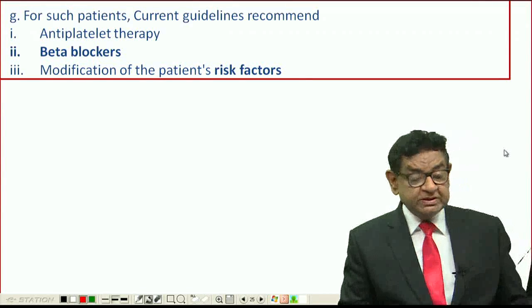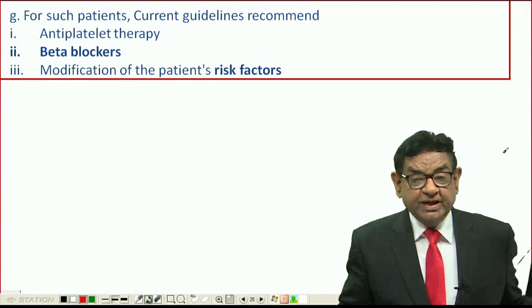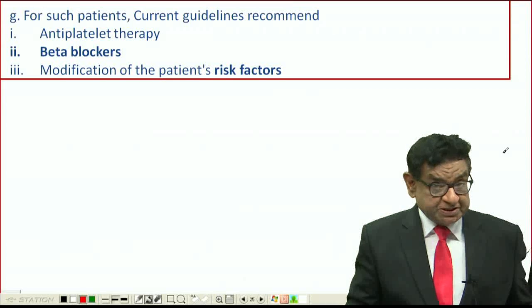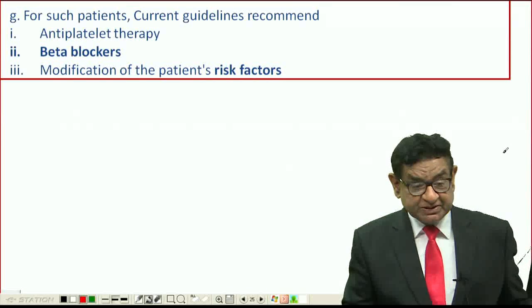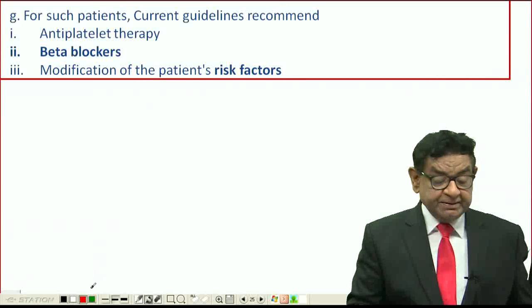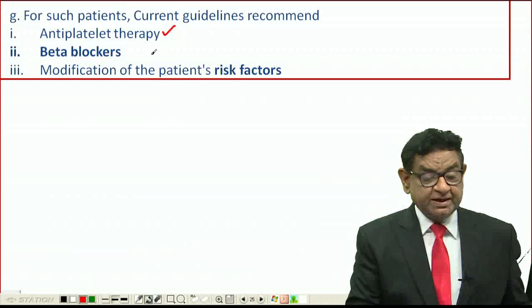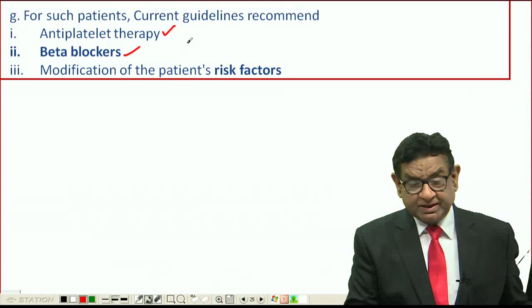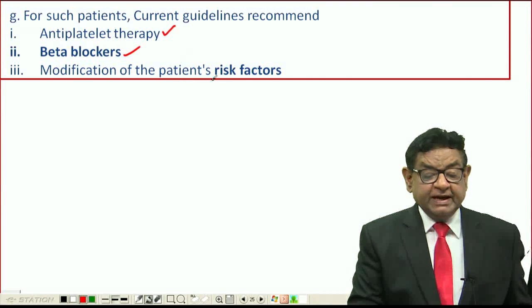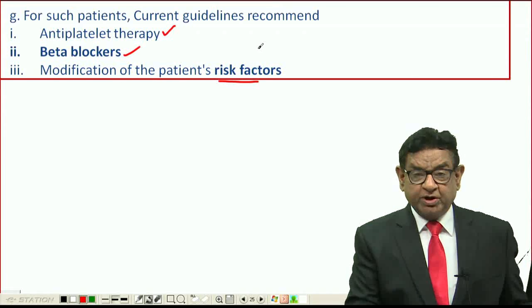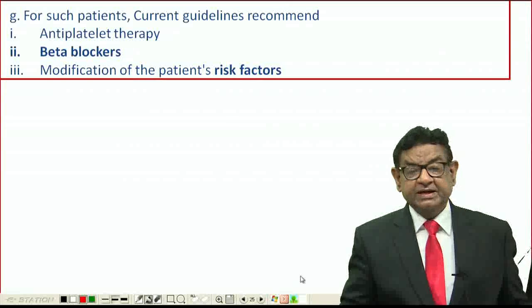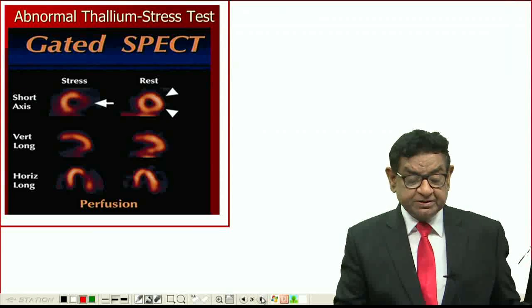Now, for such a patient who has reversible ischemia or fixed ischemia, start antiplatelet therapy immediately. Low dose aspirin therapy should be started. Beta blocker should be started to control the heart rate. And the patient should be strongly recommended to modify risk factors like diabetes, hypertension, lipids, and all this.